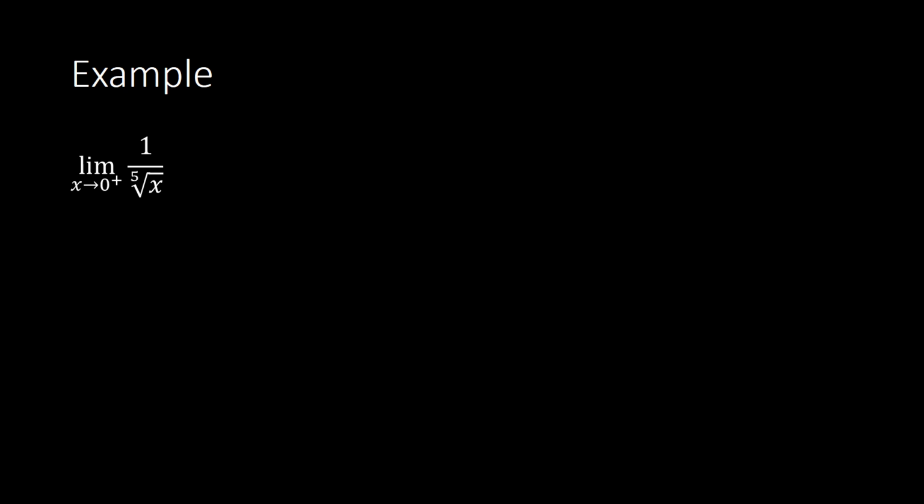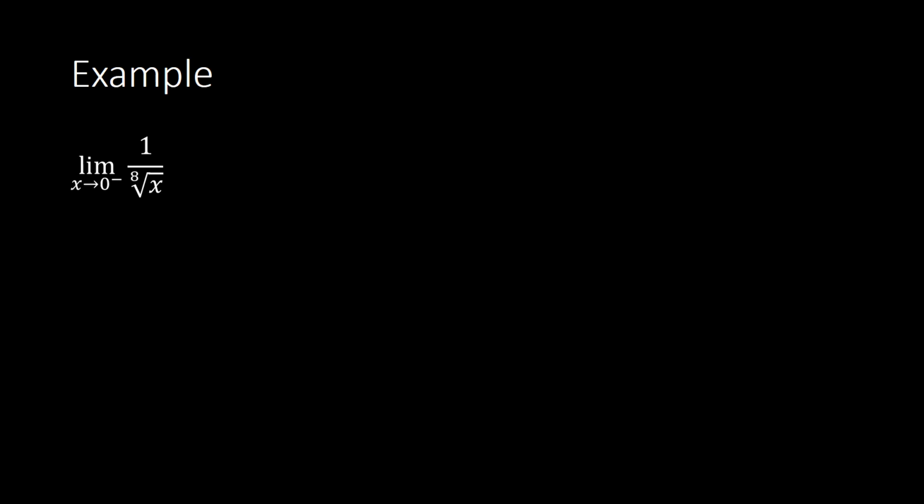Next, we have the limit of 1 over the 5th root of x as x approaches 0 coming from the right side. So this is now odd, and this is coming from the right side. So automatically, this is a positive infinity.